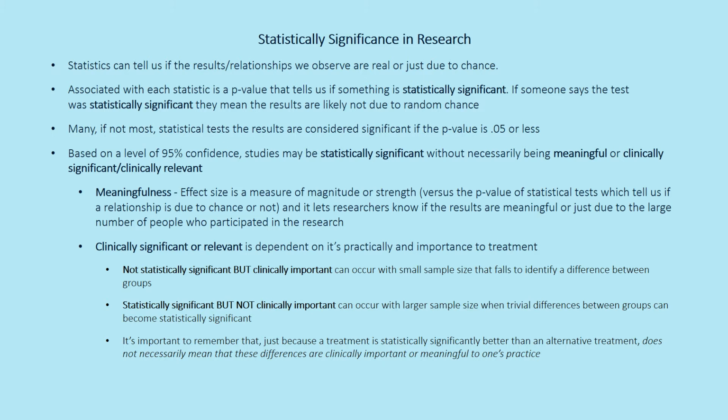If it is not statistically significant, but it may be of clinical importance, it could be because the sample size was small and it failed to identify that there was a difference between the two groups, which we may call control or intervention. If it's statistically significant but not clinically important, it may be because the sample size was so big that every trivial little difference between the groups had some statistical significance. It is important to remember, just because a treatment is statistically significant, better than an alternative treatment, does not necessarily mean that these differences are clinically important or meaningful to one's practice.